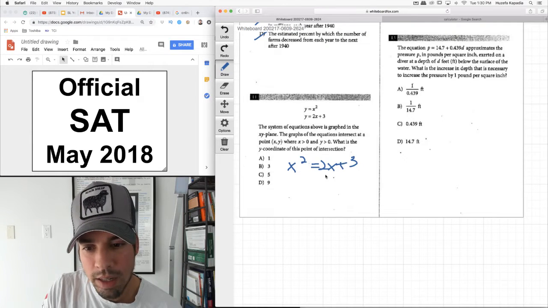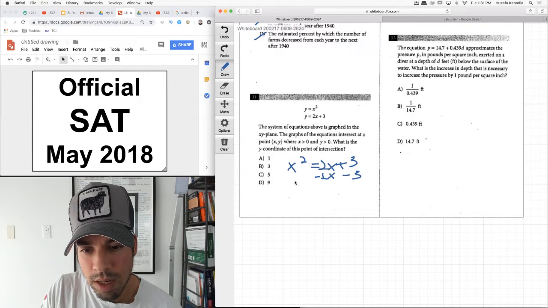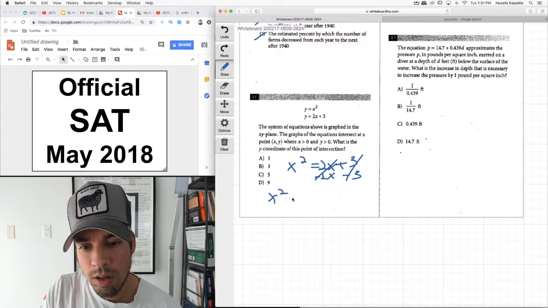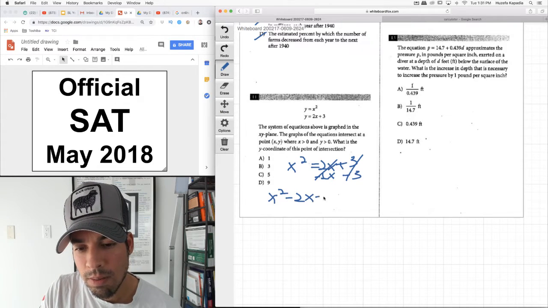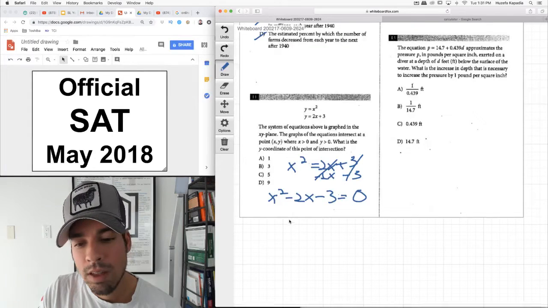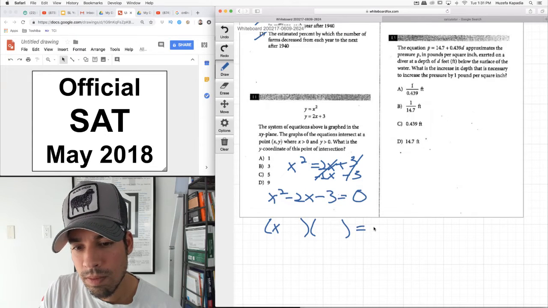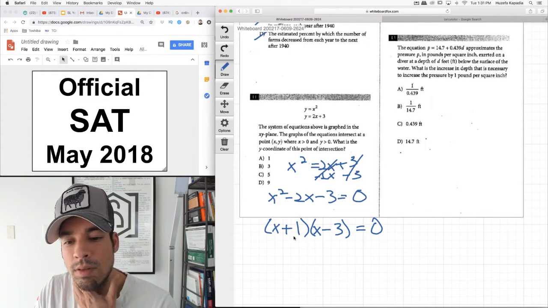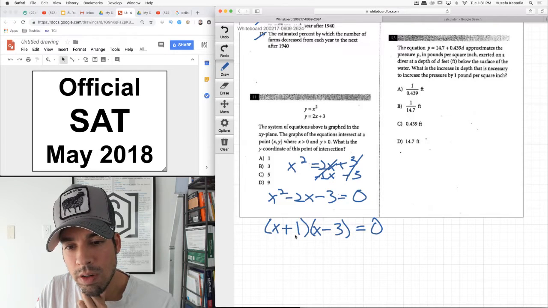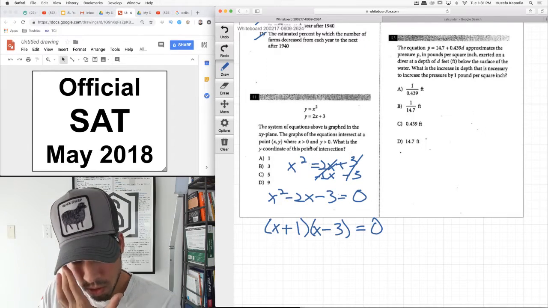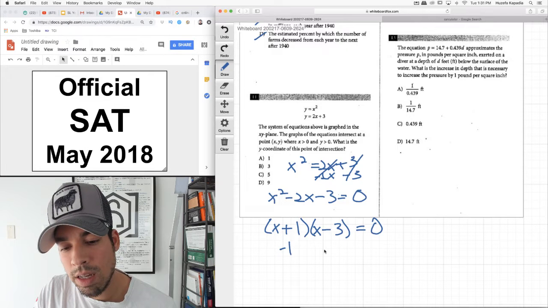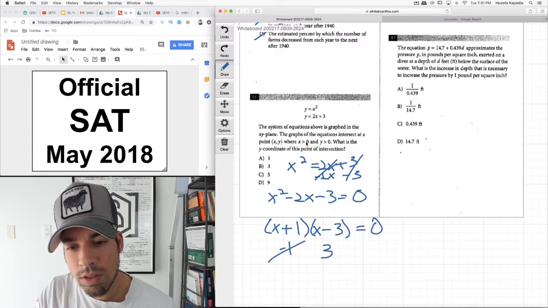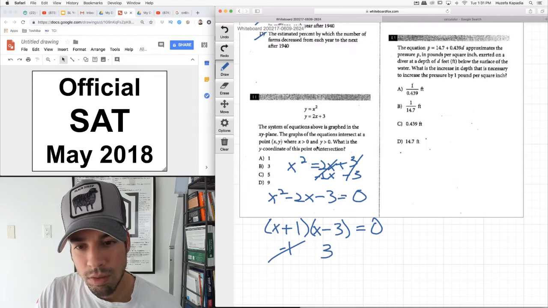Let's subtract these from both sides. We get x squared minus 2x minus 3 equals 0. This is factorable. Well, x is greater than 0. So this yields x is negative 1, x is positive 3. We only care about the positive solution. So when x is 3, y is 9.